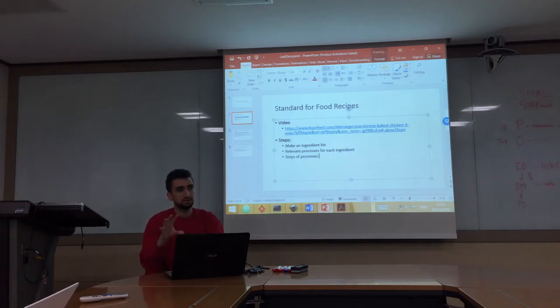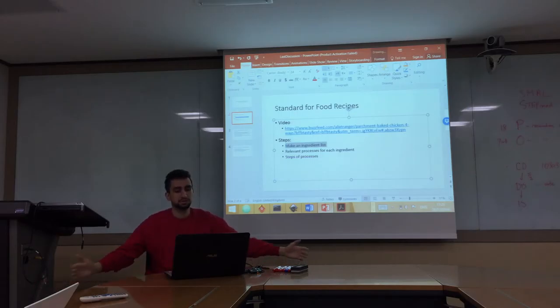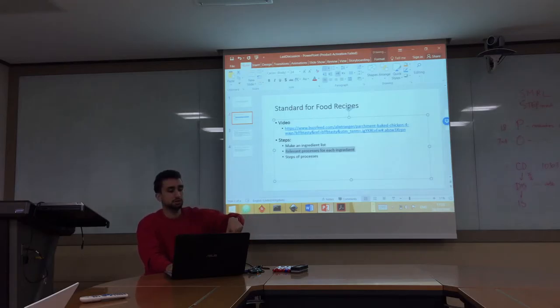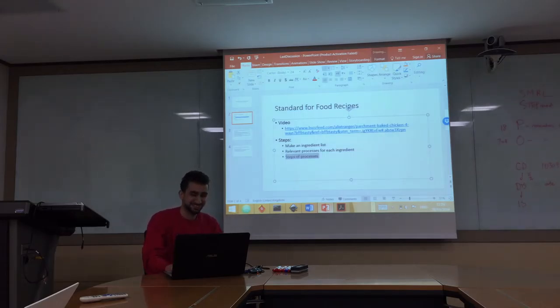But this is for a specific meal, right? For a specific recipe. Yeah. It's not like a standard. You see what I mean? So we can make an ingredient list for all possible ingredients. We can make the relevant processes for each ingredient, like spilling or putting oil or cutting cucumber. These are all relevant processes, but the steps are related to a certain model, if you like, a certain recipe. You know? So it's more of an exchange file than a standard, if you know what I mean. So, okay. But it's interesting, so let's just keep it there.